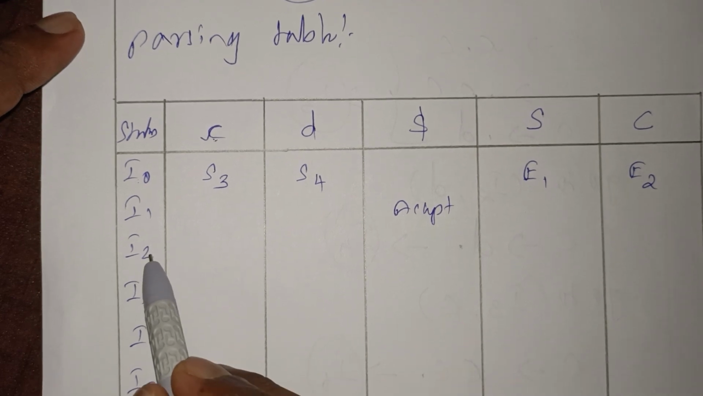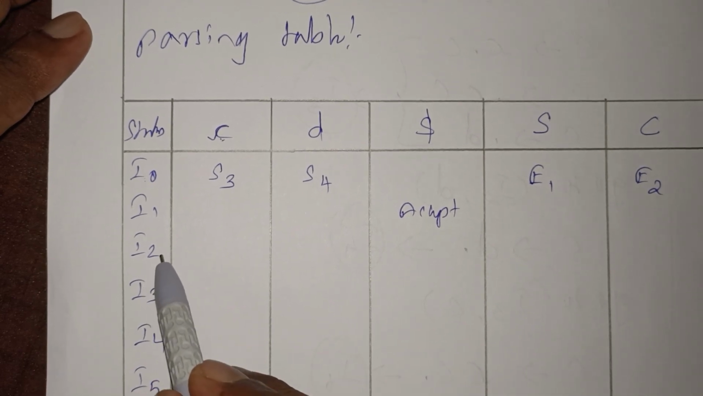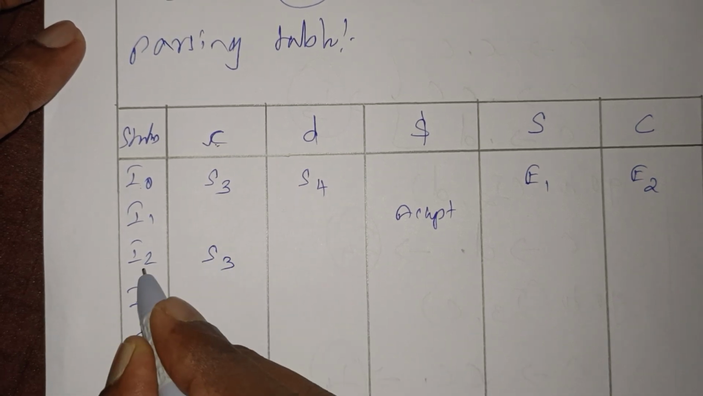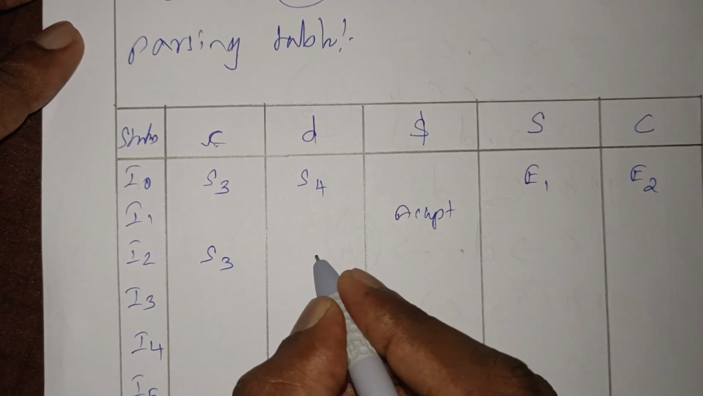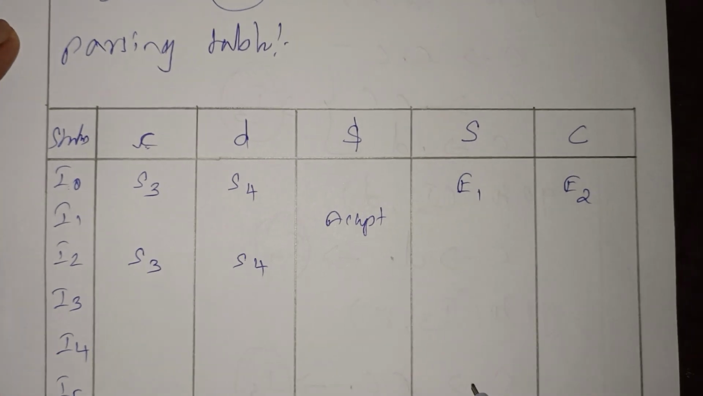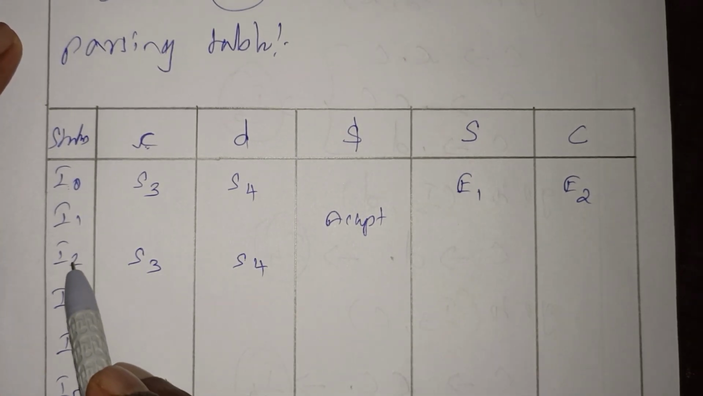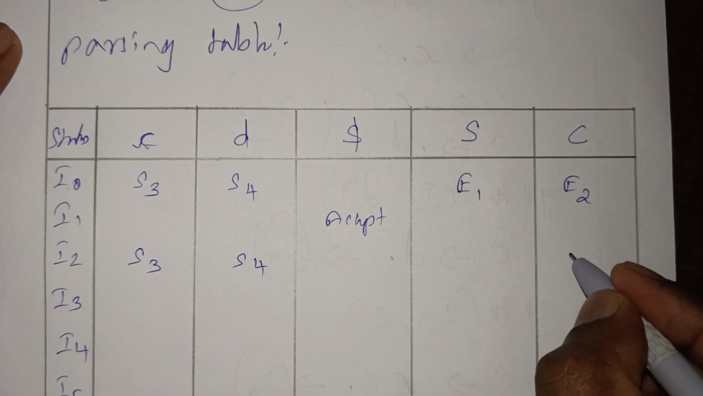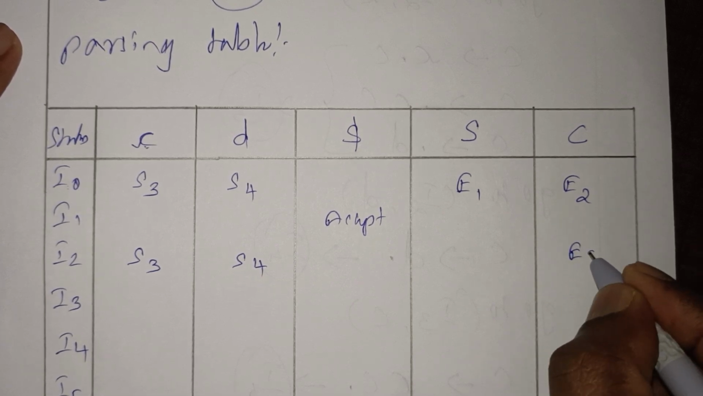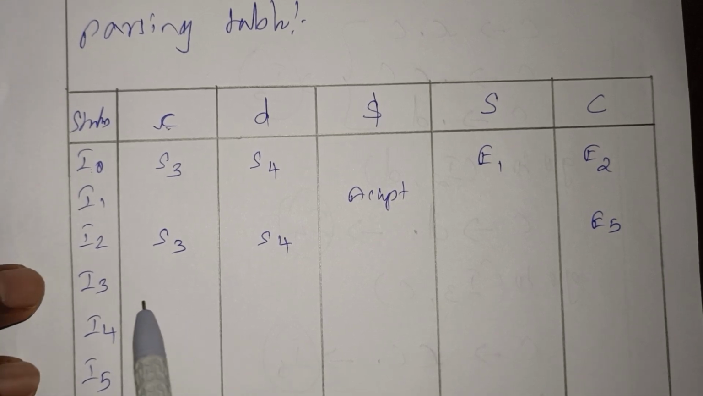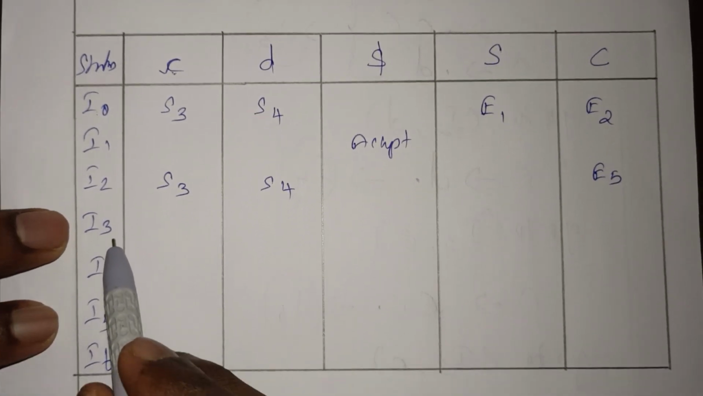So let me take you to iteration number 2. In iteration number 2, you can see that I2 comma small c, we got S3. I2 comma small d, we got S4. In the similar way, I2 comma capital S, we don't have anything over here. I2 comma capital C, we got E5, right? One by one, as I told you, see the previous step and do this particular thing.